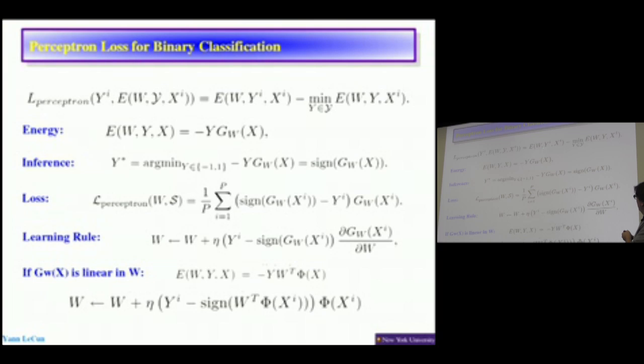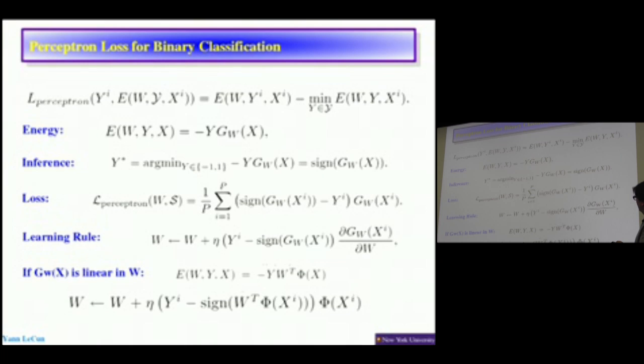The perceptron loss then can be rewritten as follows. It's the sign of GW of x minus y times GW of x, xi. Okay, because we get y times GW of xi inside of this. And then here we have the sign of GW of xi, and here we have yi, so that gives us this difference. And then this term here gives us that term. Okay, so that's the error term.